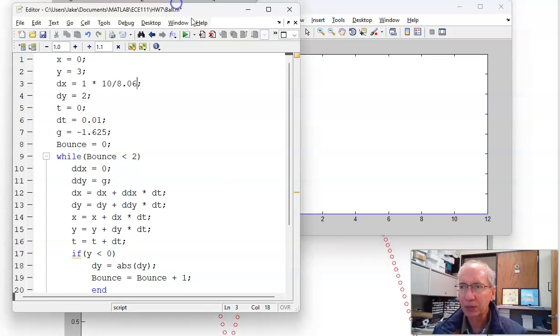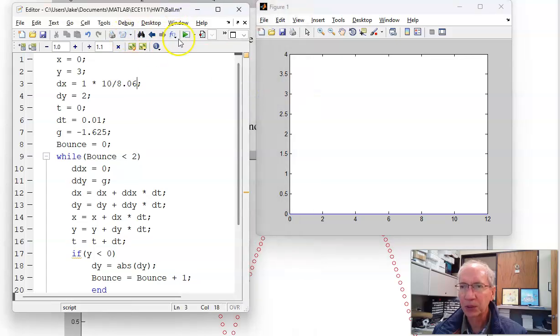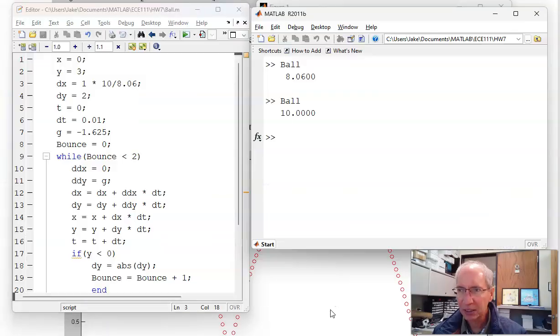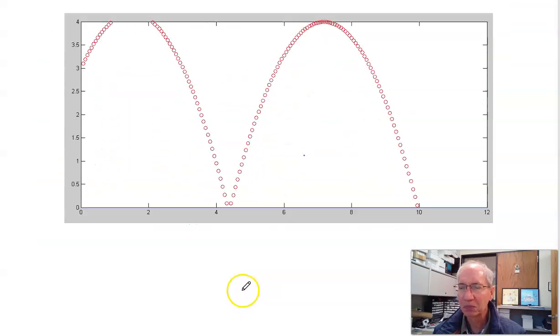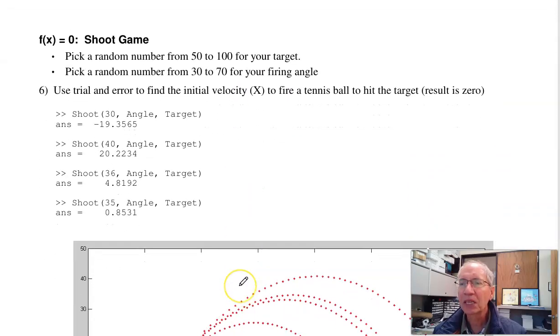So let's try it. I'm going to run this program, speed up a little bit in the x direction. Here it comes down. Here's the first bounce. And the second bounce. If you type in hold on, that's what's on the solutions. That just saves the position. And I actually hit at 10.000. That's the bouncing ball. The last one is a shoot game.